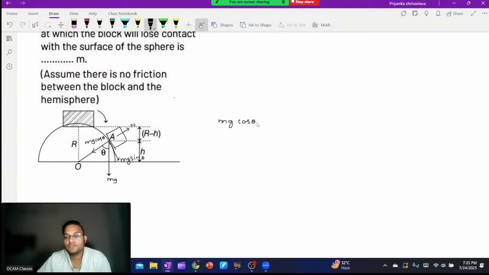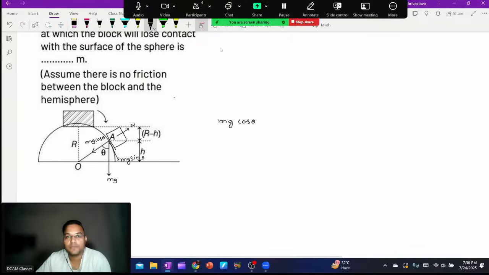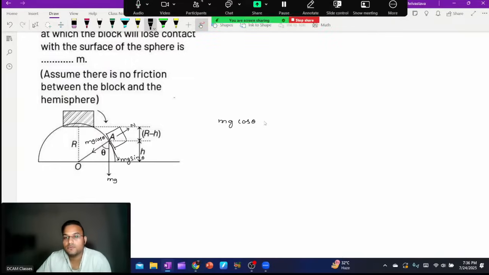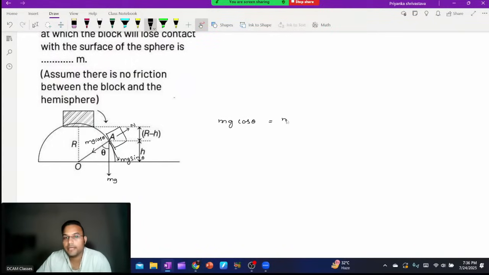Now I'm making the circular motion equation. Mg cos theta will be equal to m v2 square by the radius. This is the circular motion equation. It has the velocity v2. I did not consider N because N is 0 here, because it is losing contact at this point. Understood? This is the circular motion equation.